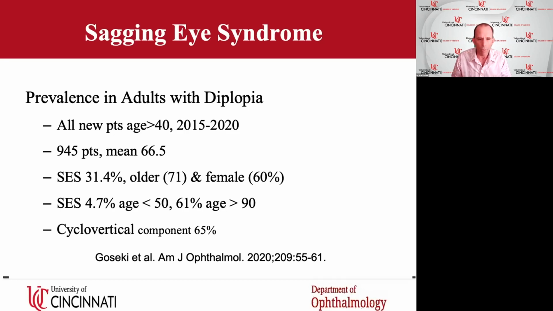So sagging eye syndrome is a very common entity. It's more common as you get over the age of 40.